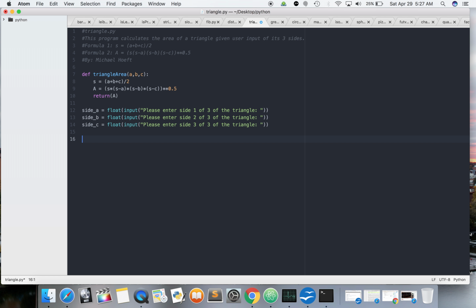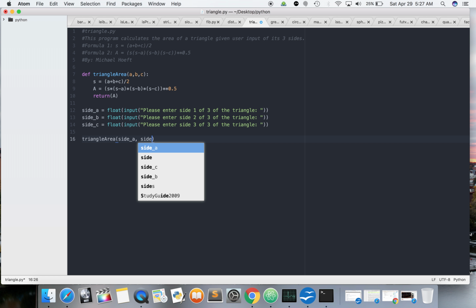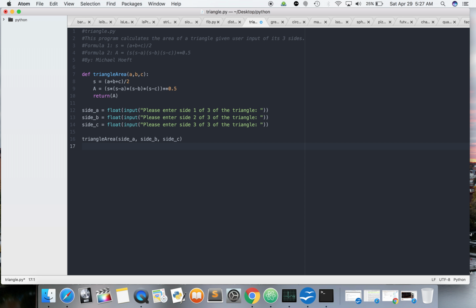But yeah. So okay, so here we go. I think this is good. So what we'll do is we have to call triangle area, and it's going to be side A, side B, and side C. And then after we call it, A is returned.